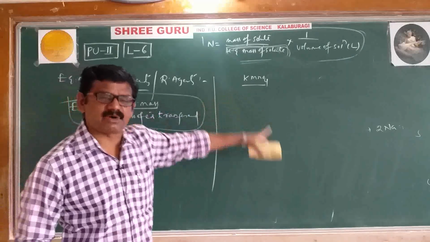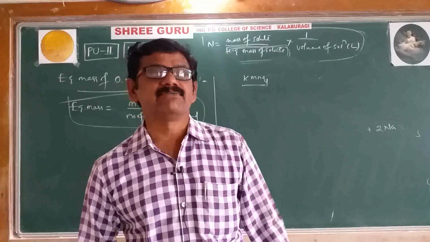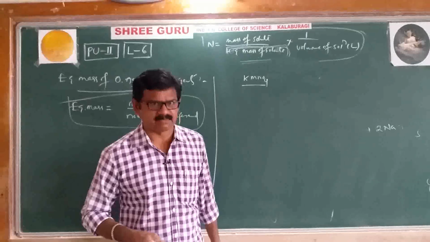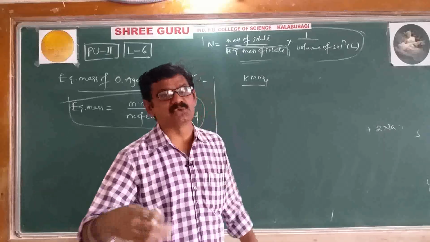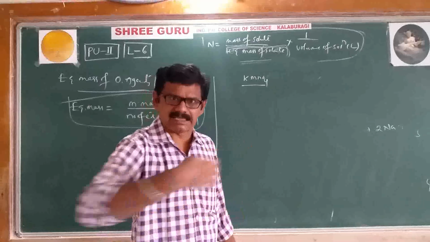The thing is, potassium permanganate in different media undergoes different types of reactions. In acidic medium, it will give one product. In basic medium, it will give one product. In neutral medium, it will give another product. That's why I will give you all three.